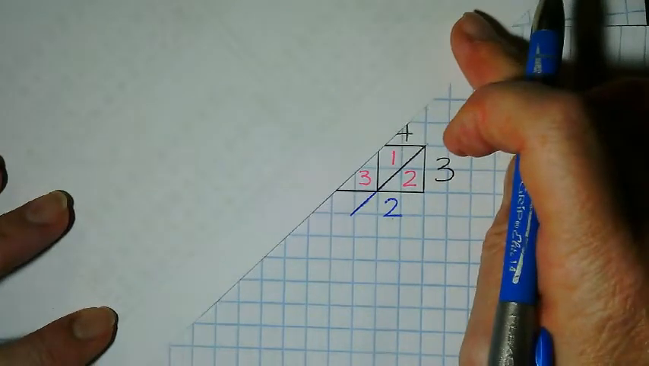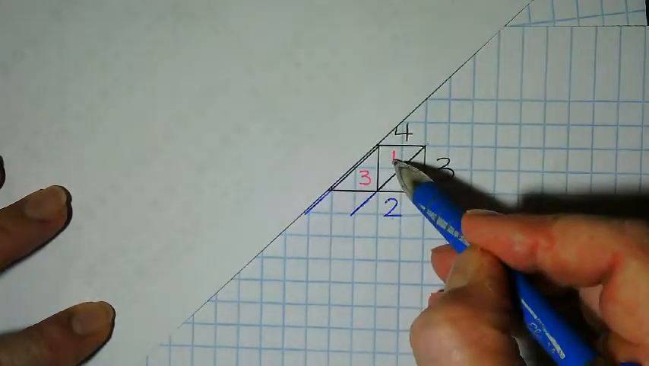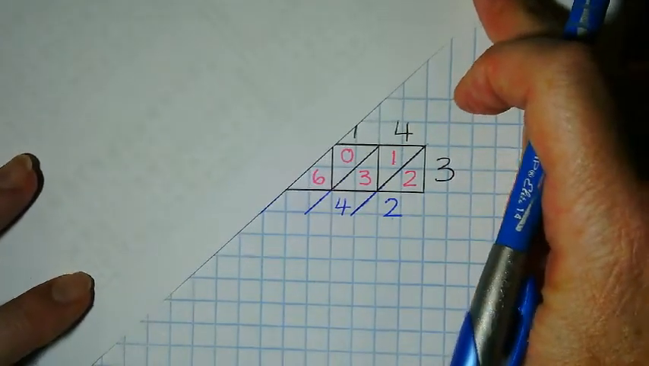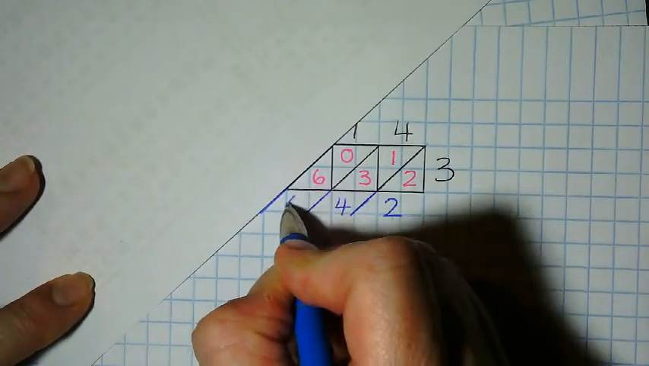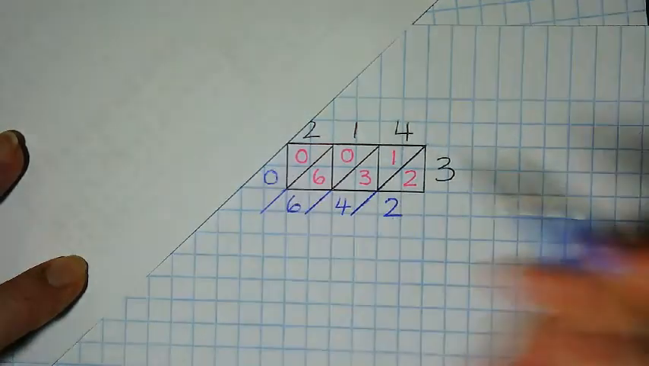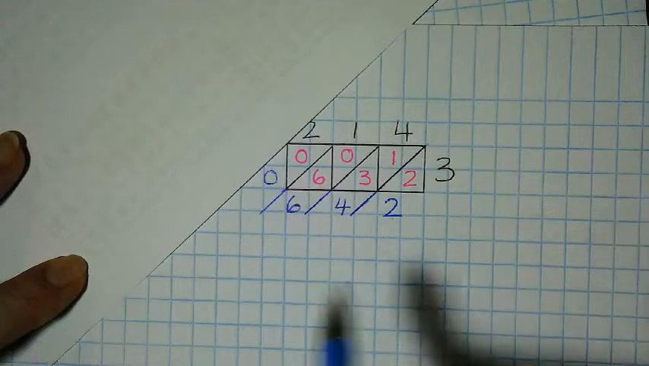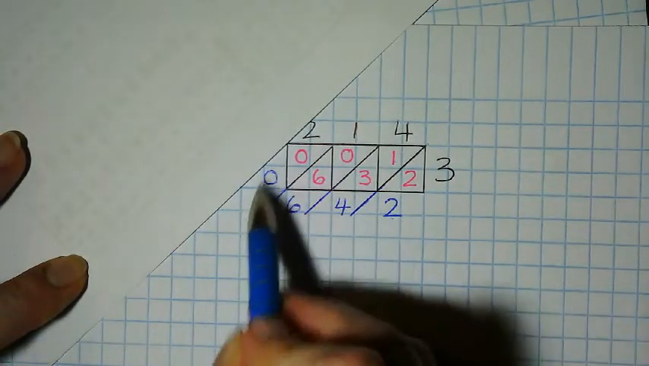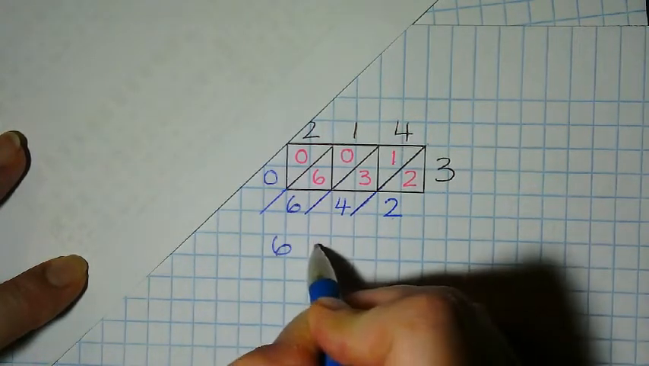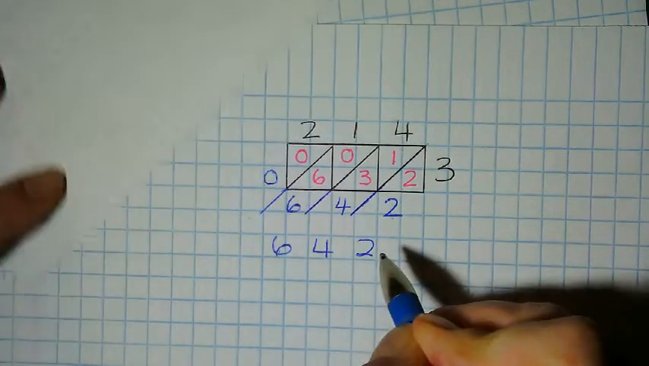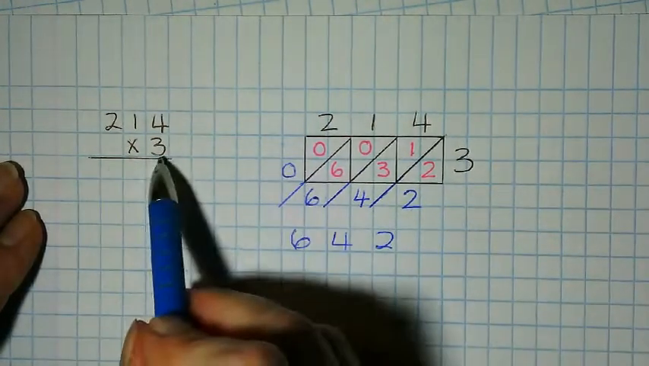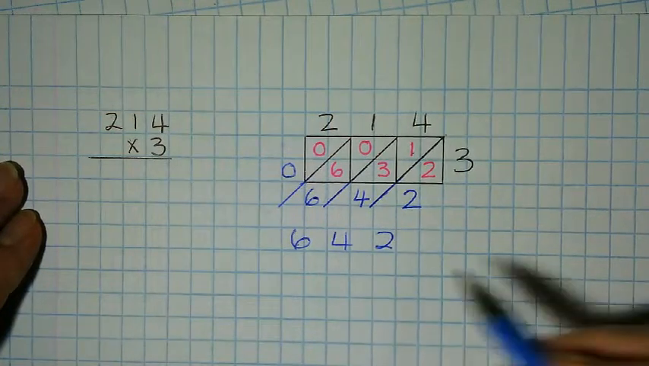Okay, moving on to the next diagonal. There's a 3 plus a 1, and that is going to be a 4. Okay, the next one. A 6 plus a 0 is going to be 6. And then there's only a 0 on that side, so that's going to be my 0. I keep it like that. Now, if you look at the number there at the bottom, that is going to be my answer. So, if I write it next to each other, 6, 4, 2, so my answer to 214 times 3 is going to be 642.